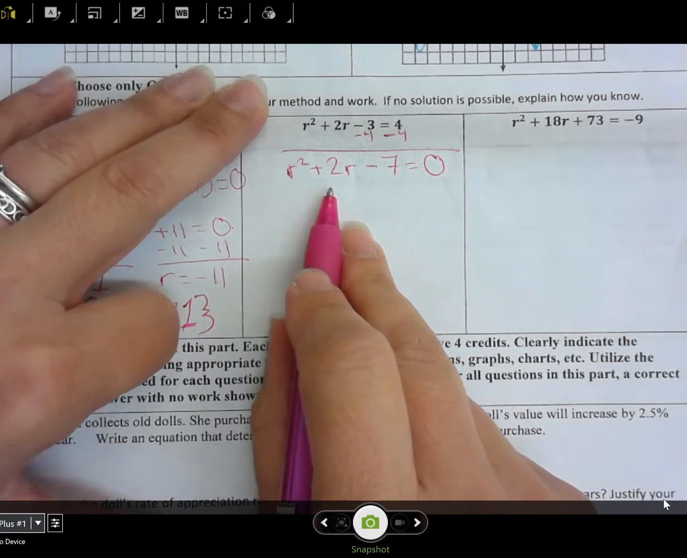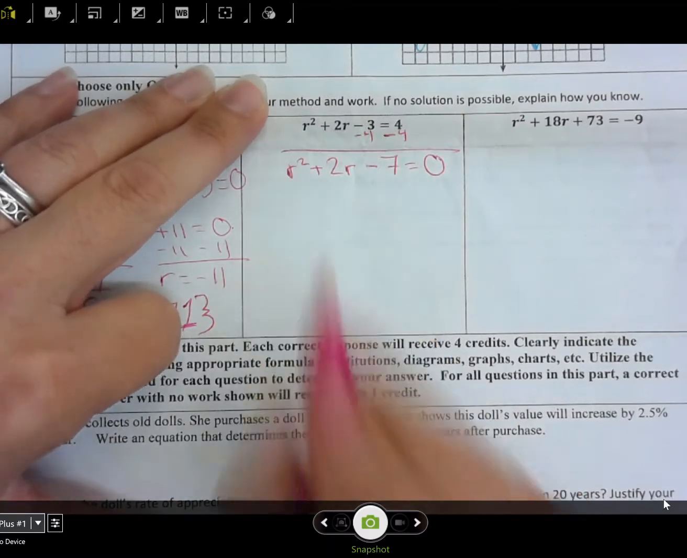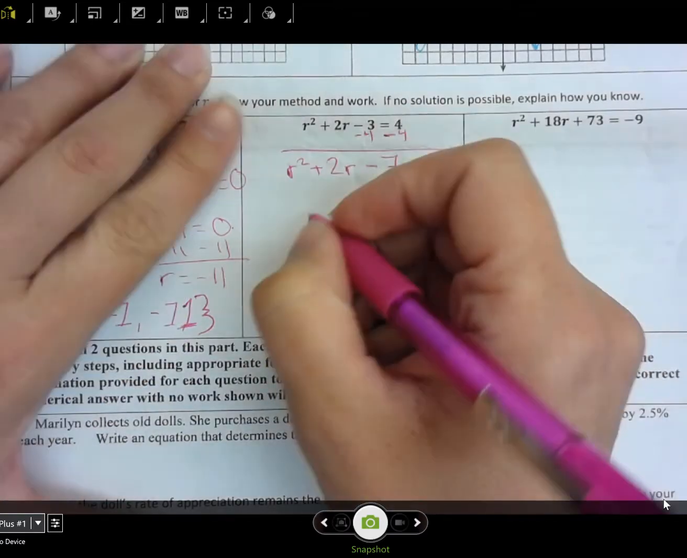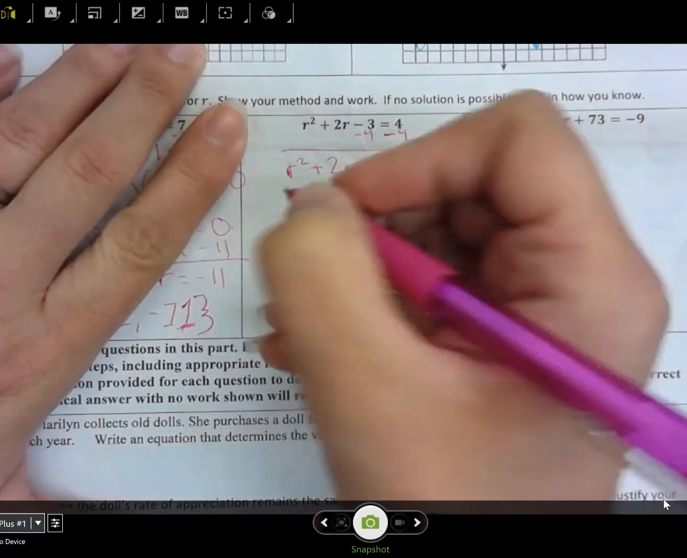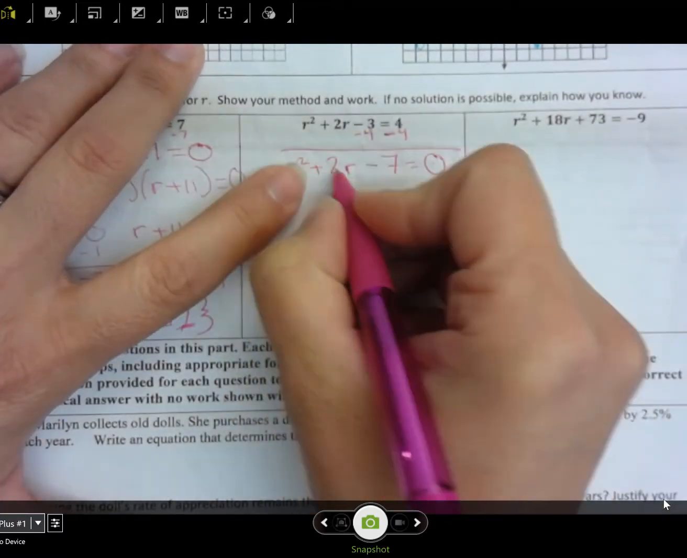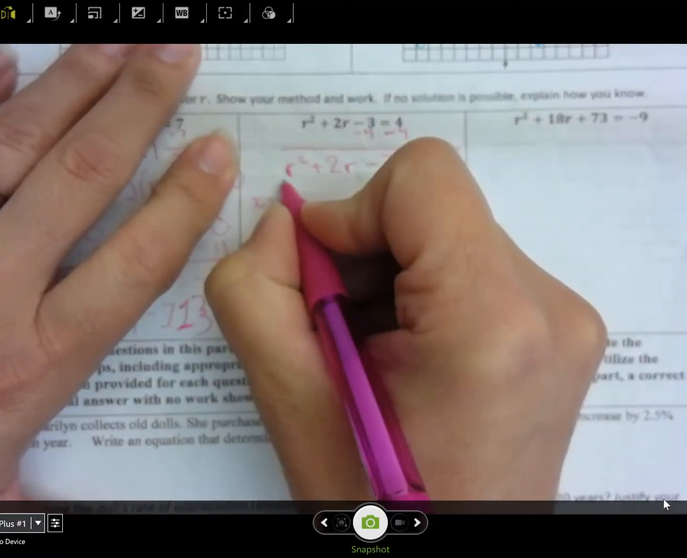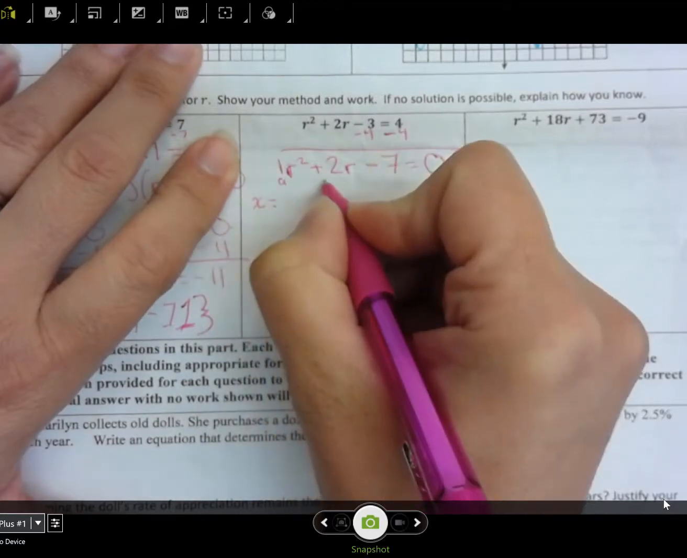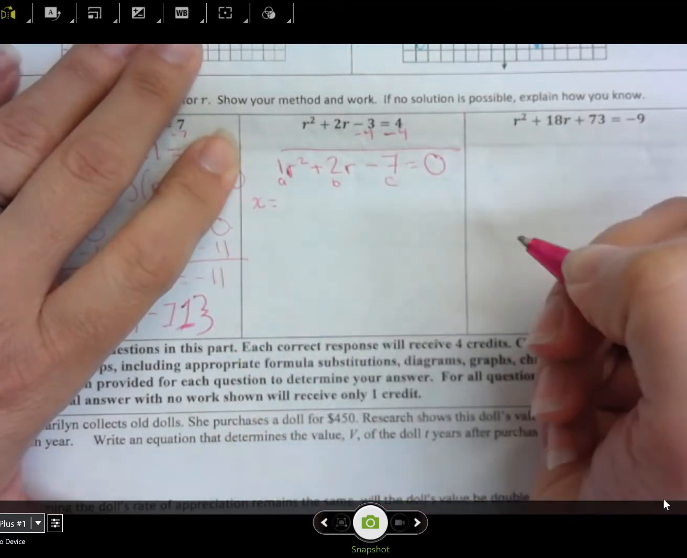We can solve by completing the square. I'm going to go ahead and use the quadratic formula. So it's on the reference sheet, and you can refer to it there to find it. So we have x equals negative b, and remember the coefficient here is 1, so that's a, b is 2, and c is going to be negative 7.